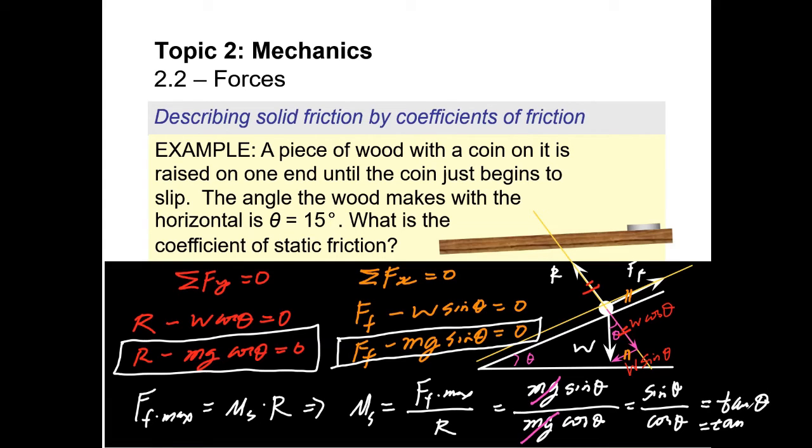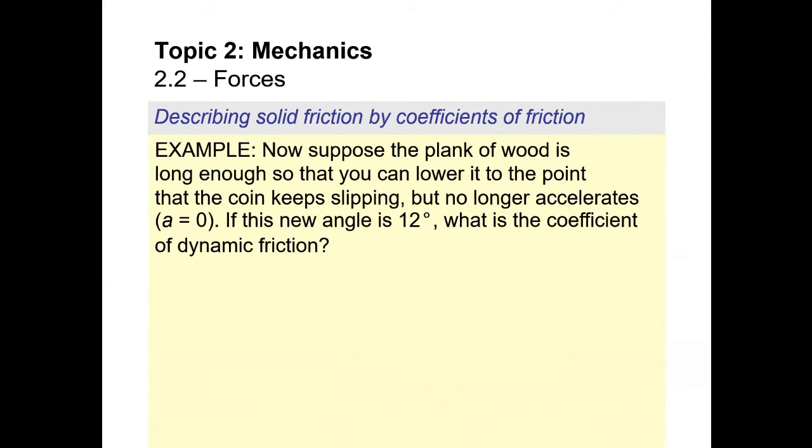Tan 15 degrees, and we plug in, that gives us 0.268. Therefore, the coefficient of static friction between the metal of the coin and the wood of the plank is 0.268, practically tan 15 degrees. Now suppose the plank of wood is long enough so that you can lower it to the point that the coin keeps slipping, but no longer accelerates. If this new angle is 12 degrees, what is the coefficient of dynamic friction?